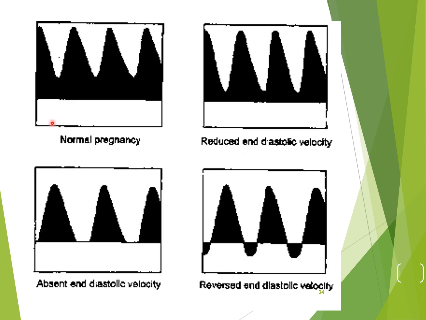So the normal velocimetry waves will be like this, but if diastolic velocity is reduced, the waves will be like this, and if diastolic velocity is absent, the waves will be in this form. And if end diastolic velocity is reversed, you can see depressions or downward movements in the velocimetry waves.